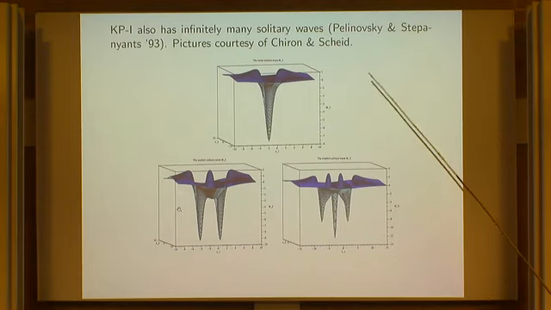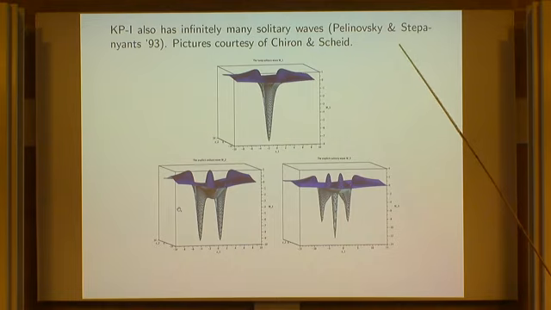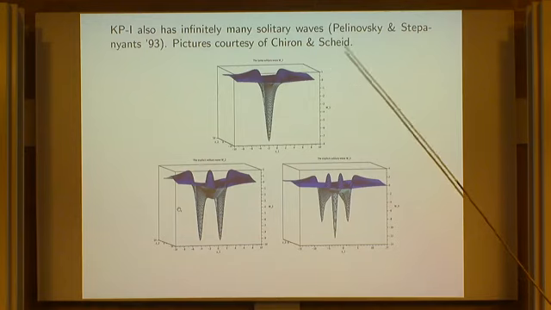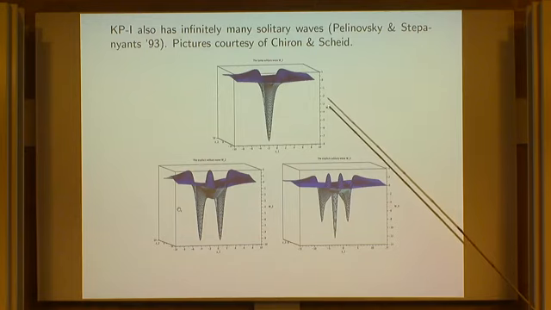Okay, and finally, let me say something about excited states here as well. And it's good to have Dmitri in the audience so he can correct me when I make errors. So the KP1 equation also has infinitely many solitary waves. This is due to Pelinovsky and Stepanyants from 93.